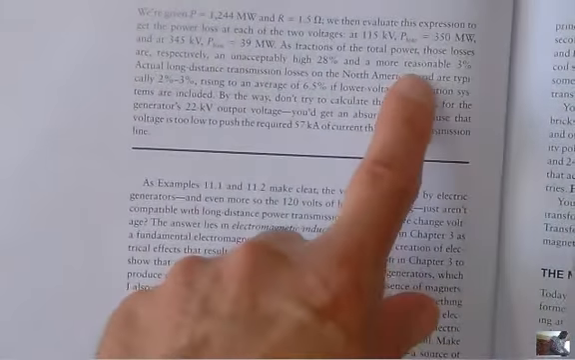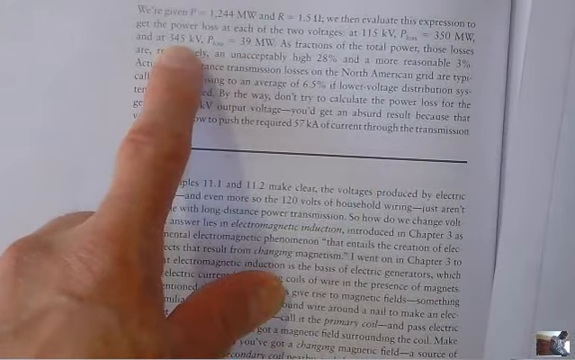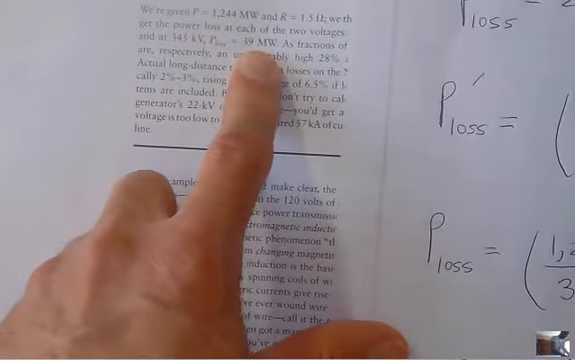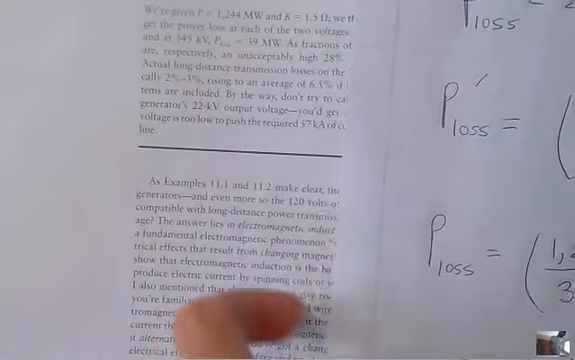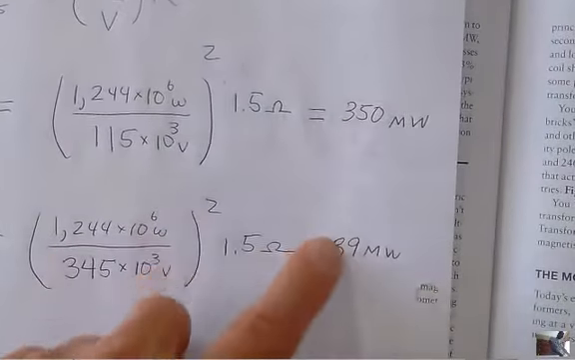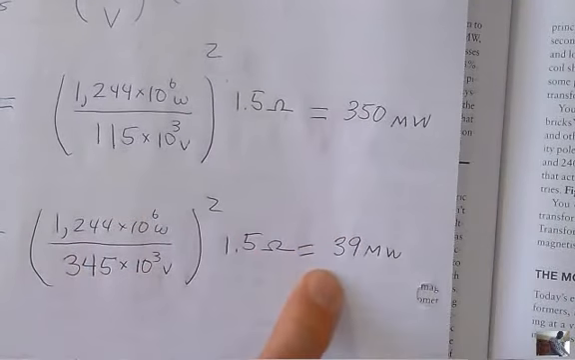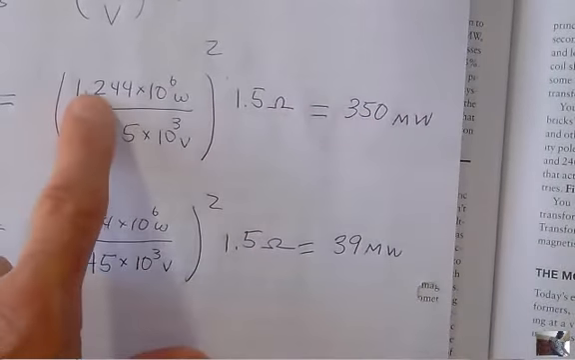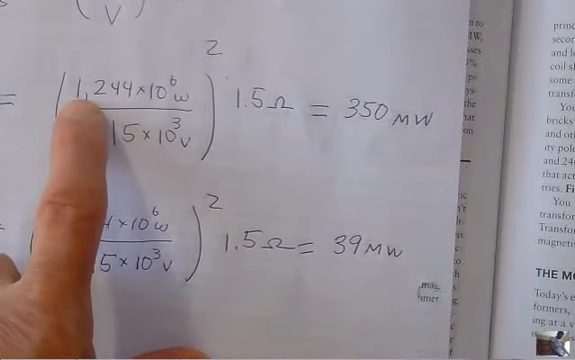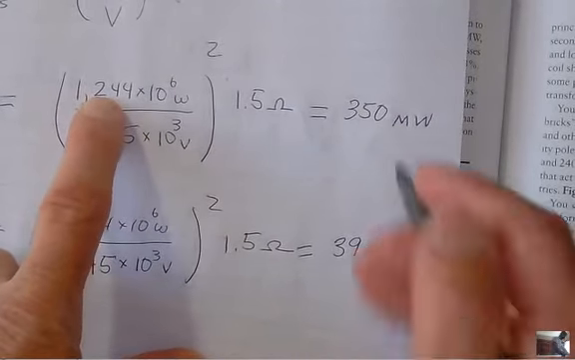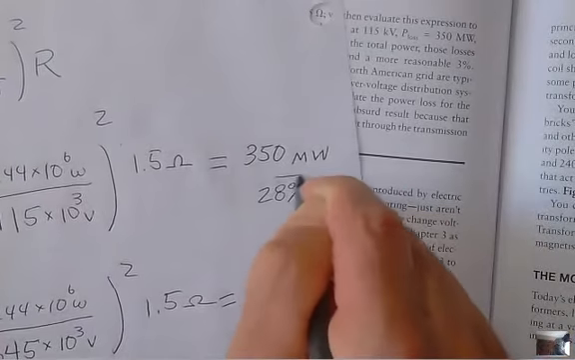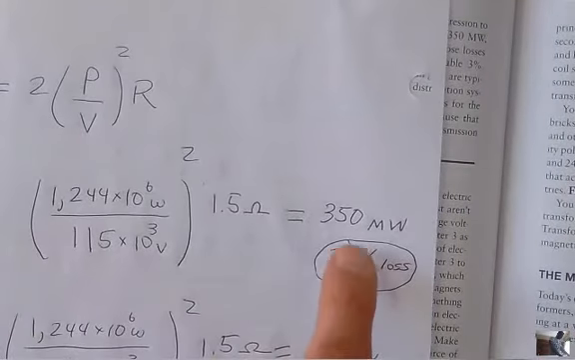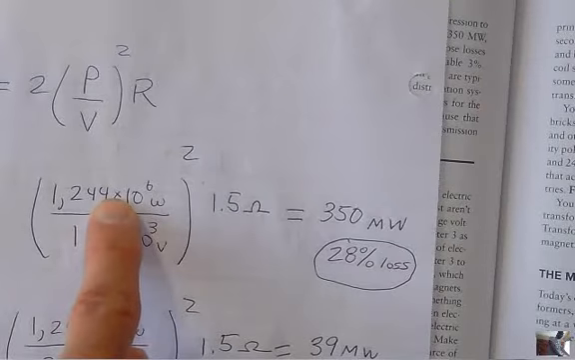This one, at the higher voltage, loses only, well, it's not only, but it's still a lot, 39 megawatts of power. So almost a tenth less, this one compared to this. Okay, this 350 compared to 1200, this guy comes out to be 28% loss. That's terrible. 28% of the energy from here. This number, the answer here is 28% of this.